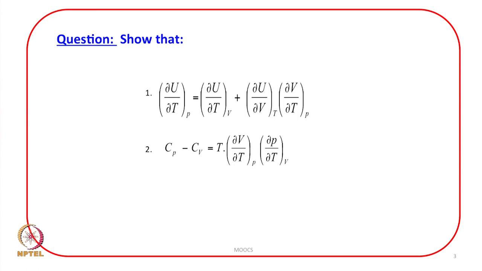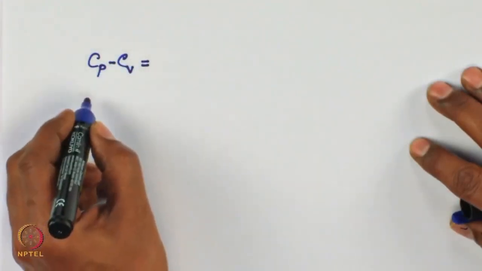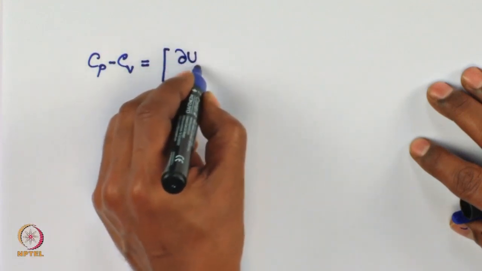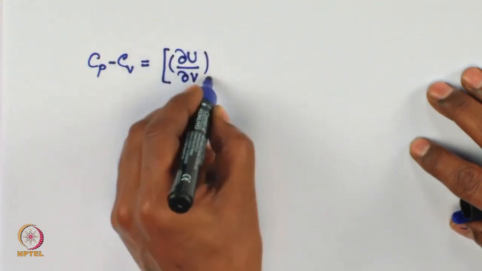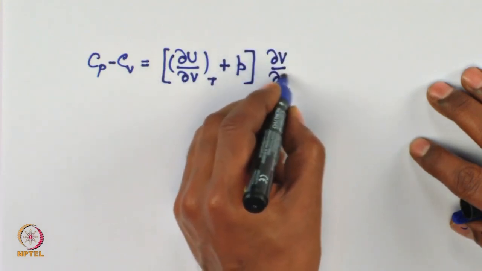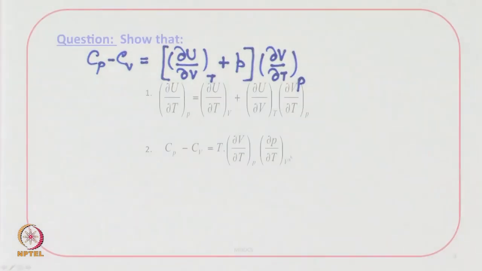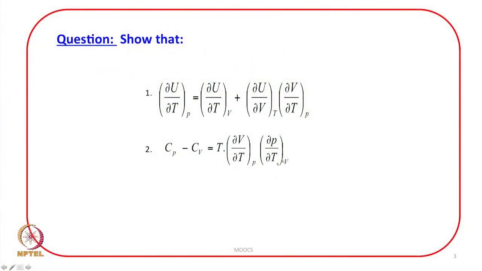What we have is Cp minus Cv is equal to the variation of internal energy with volume at constant temperature plus pressure into the variation of volume with temperature at constant pressure. And if you look at the slide, question number 2, the variation of volume with temperature at constant pressure is already there in the answer, but in the answer there is no separate pressure term, although the derivative is there. Therefore, when we look at this expression, we need to get rid of pressure.